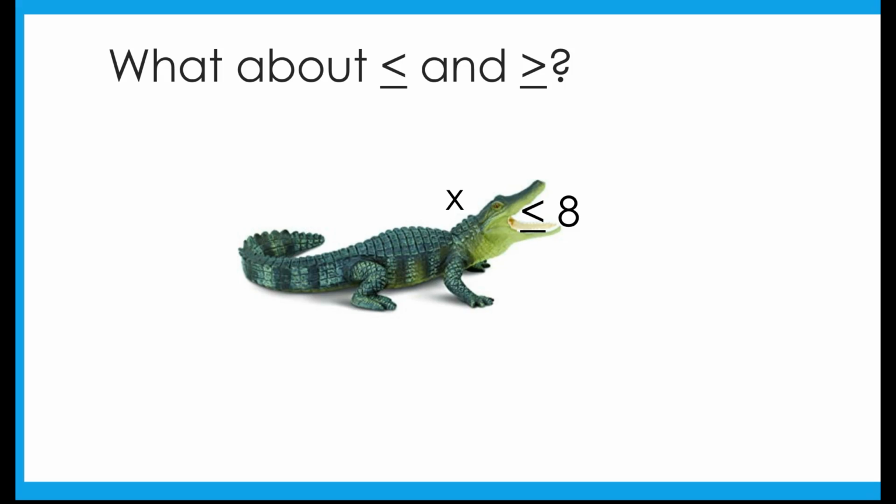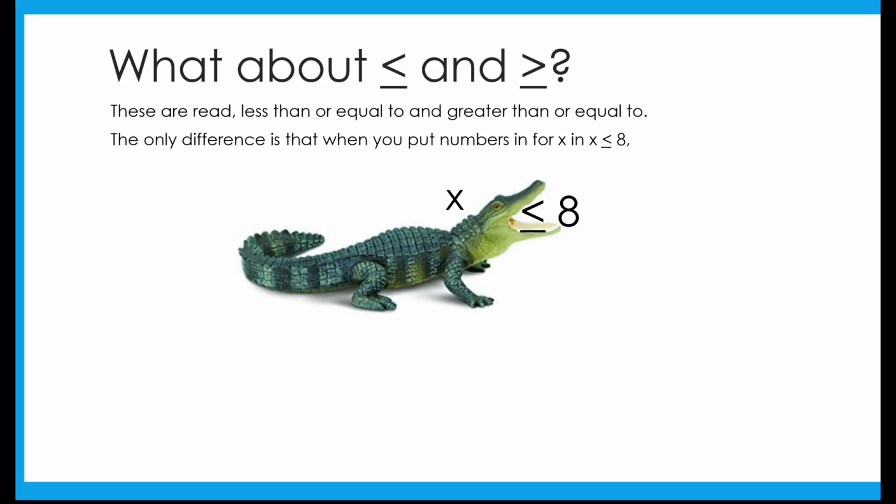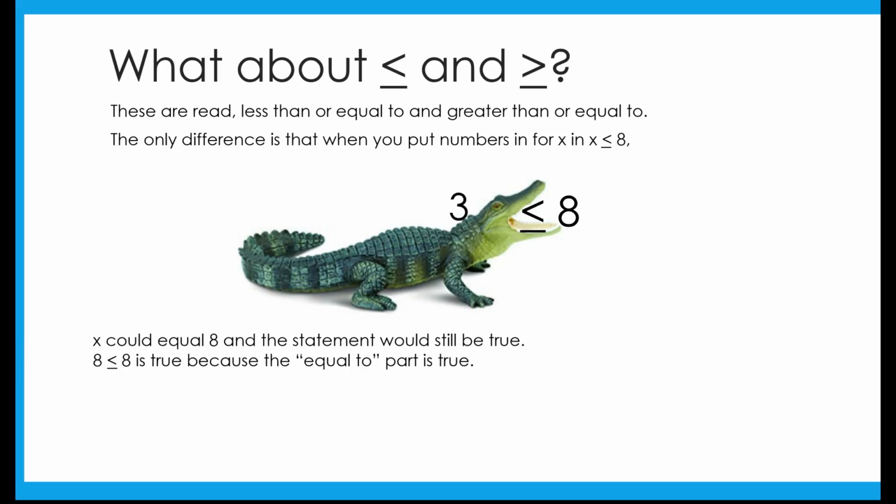So what about less than or equal to and greater than or equal to? You can use those instead of less than and greater than in a lot of these things that we just went through. The only difference is that now when you put numbers in, 2 is less than or equal to 8, 3 is less than or equal to 8, you could put 8 in here and the statement would still be true. So all the same numbers as before, and that's still true if I put an 8 in there. So that means we're allowed to go all the way up to and including 8 when we use less than or equal to 8.